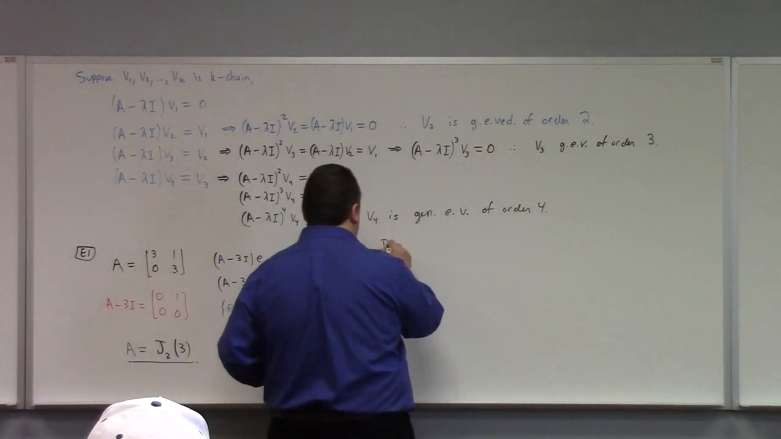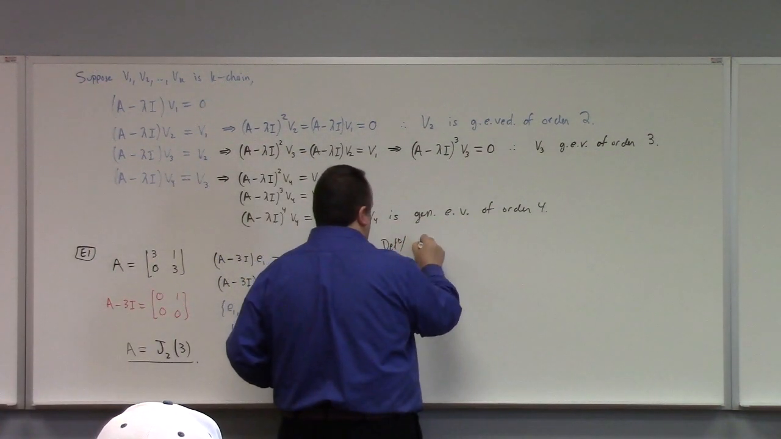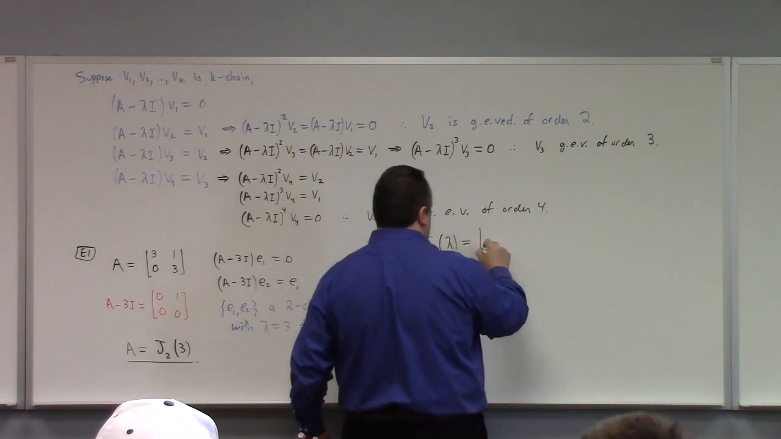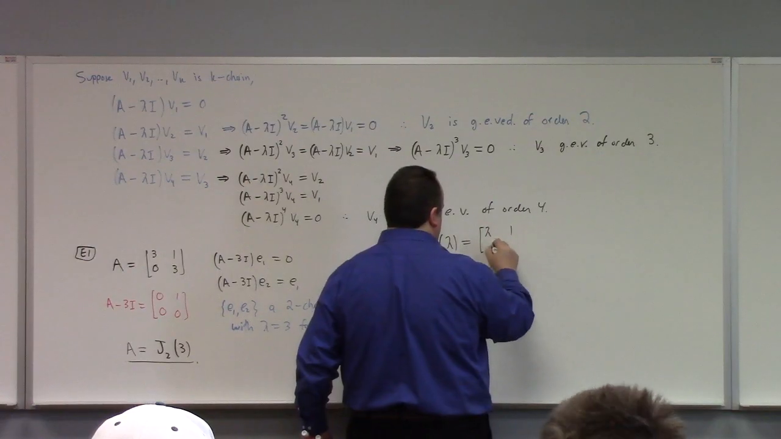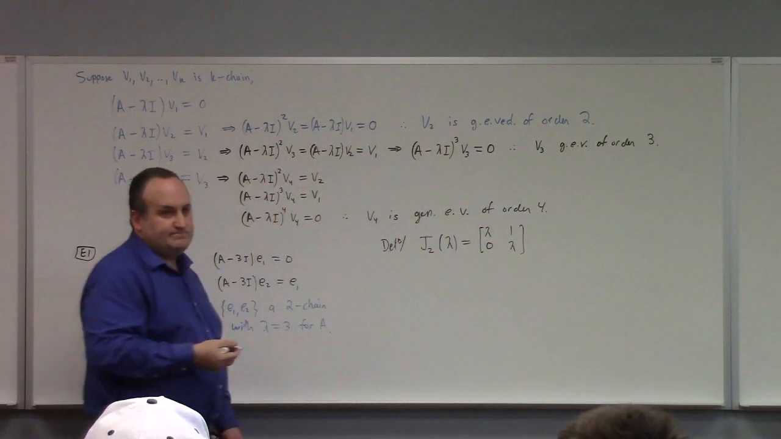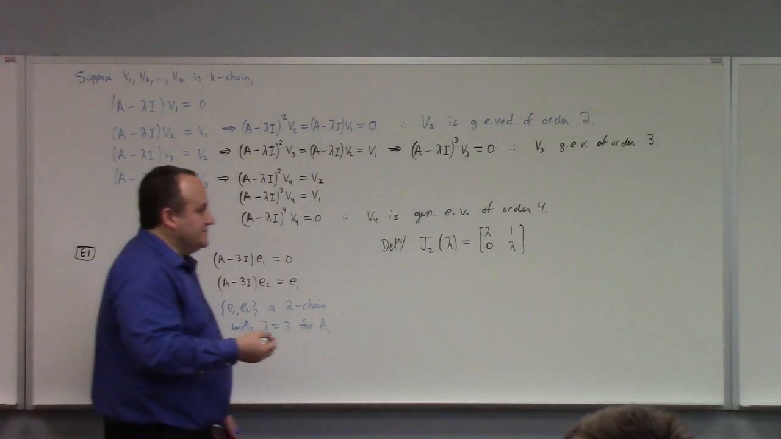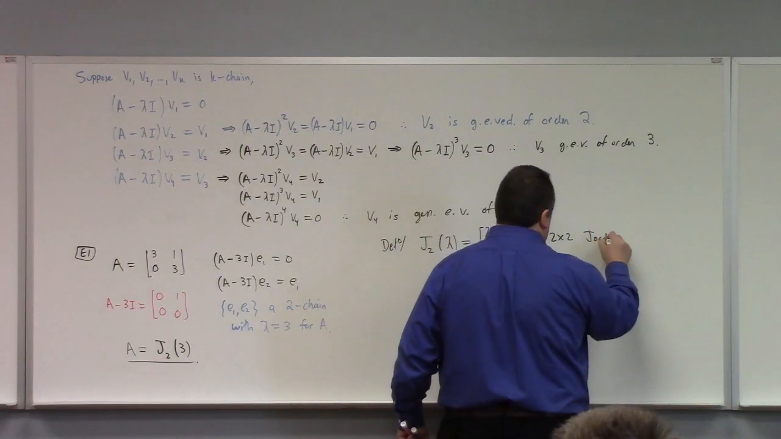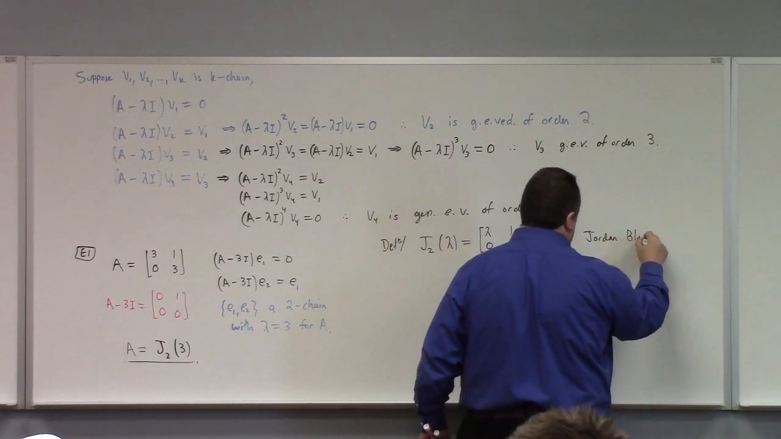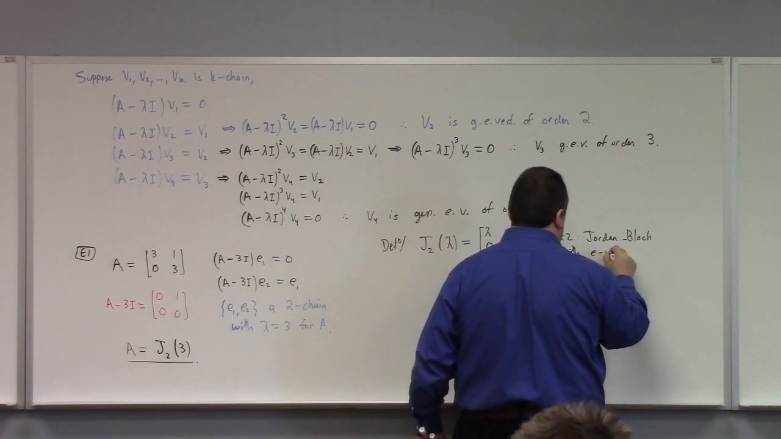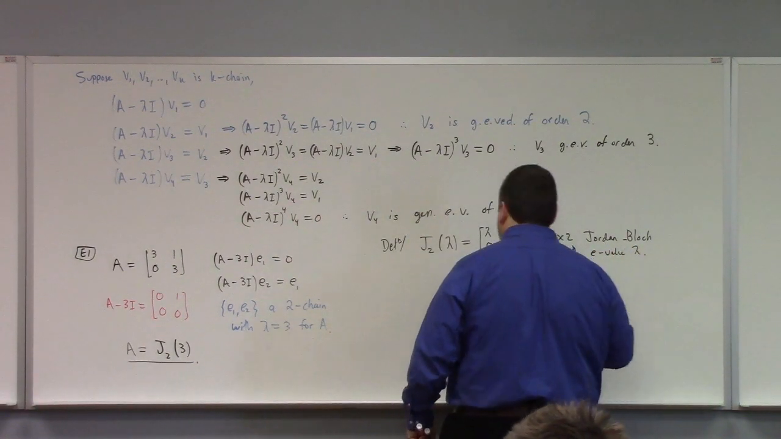Here's a definition. The Jordan 2 by 2 block for eigenvalue lambda is exactly [lambda, 1; 0, lambda]. So this is a notation. The 2 by 2 Jordan block with eigenvalue lambda.